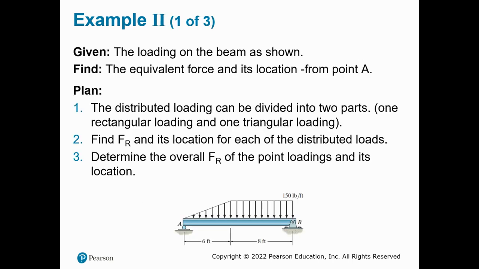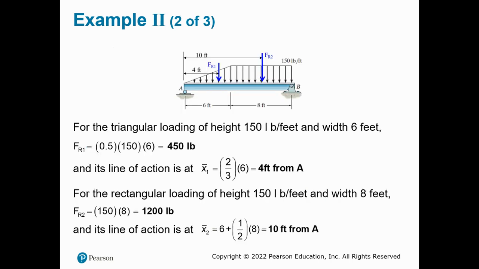Example number 2, I have a combination of triangle and rectangle. So what we're doing here is that I am going to do the equivalent. I'm going to break it here. I'm going to break it into the triangle on the left plus a rectangle on the right. For the rectangle, I have an overall force. Magnitude is going to be the area. Location will be right in the middle of that 8 feet.